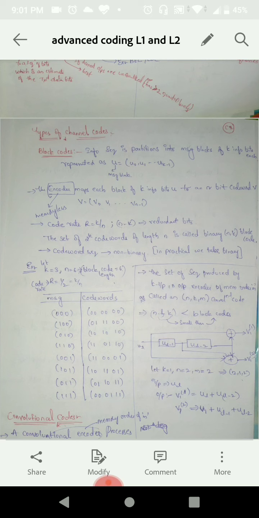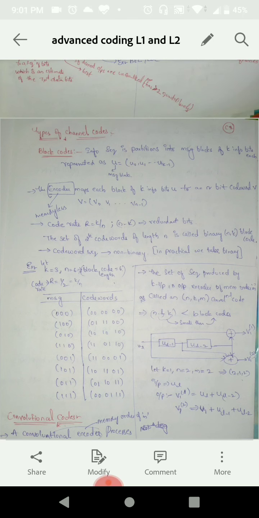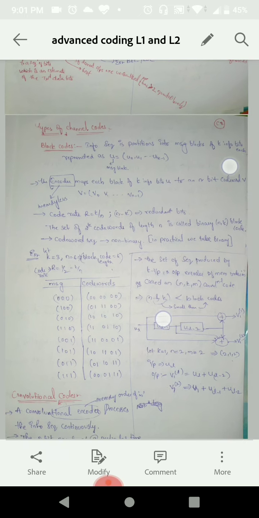As the encoder does not have any memory, it is a memoryless element, so it directly maps each and every bit of u to v. Next, code rate: r is equal to k by n, where n minus k is the number of redundant bits which we are going to add. The set of 2 power k code words of length n is called the binary (n, k) code.